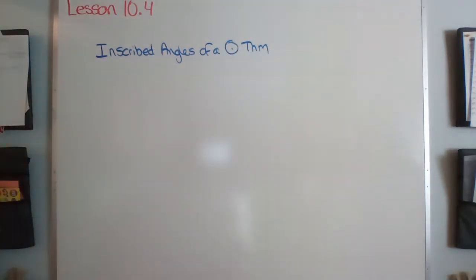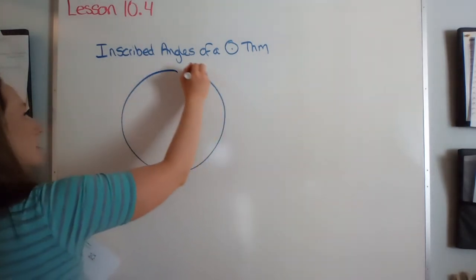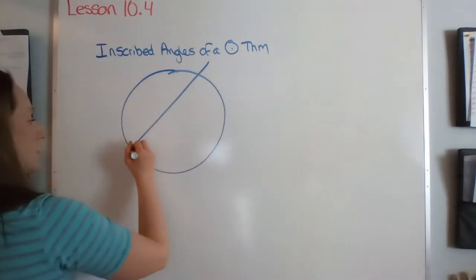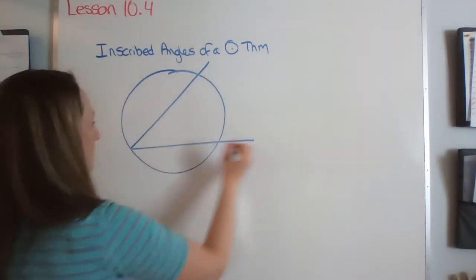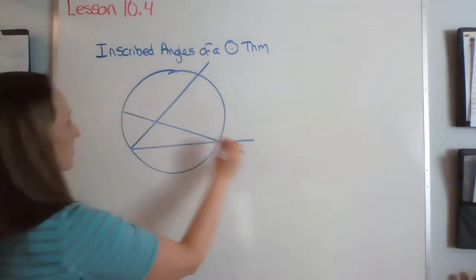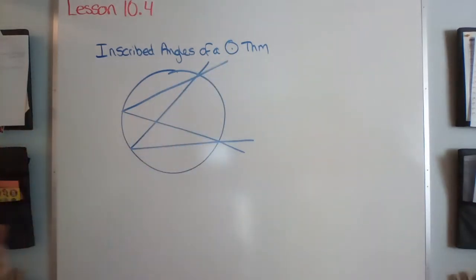Which says if two inscribed angles of a circle intercept the same arc, then the angles are congruent. Okay, so the diagram would look something like this. All right, I know it looks a little crazy right now, but let's break it down.